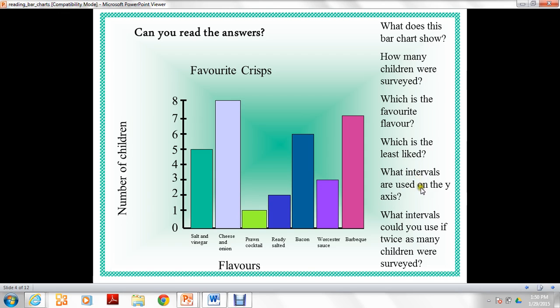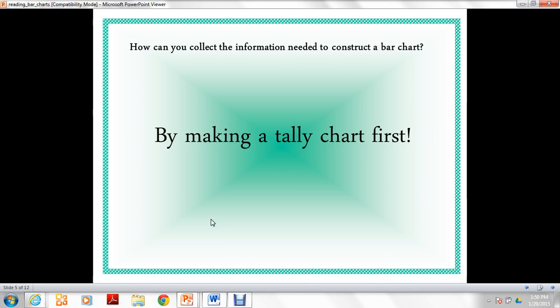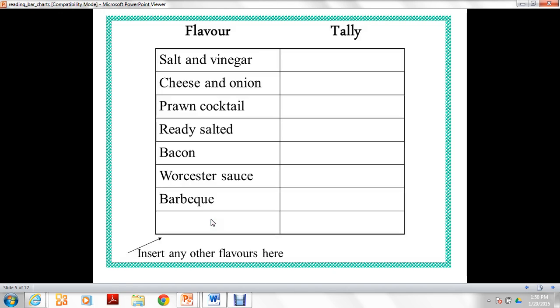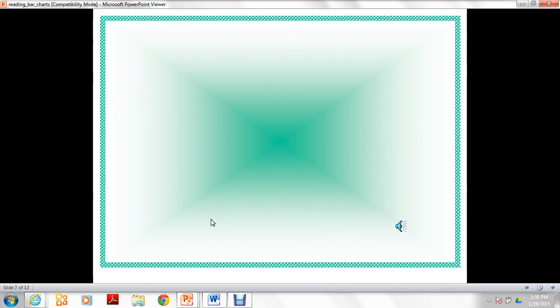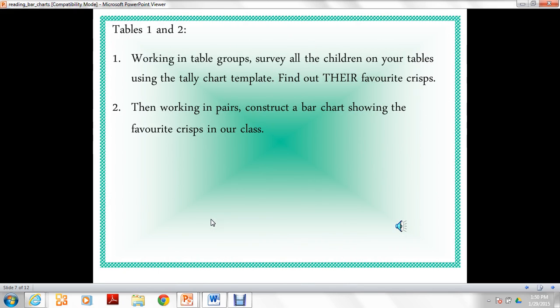What numbers are used on the y-axis? 1 through 8. What intervals or numbers could you use if twice as many children were surveyed? You can use 2s, 4, 6, 8, 10s, or you can count by 10s or 5. Alright? You won't have to answer anything like that tomorrow. It'll be straightforward questions. So this is basically telling you how you survey people.